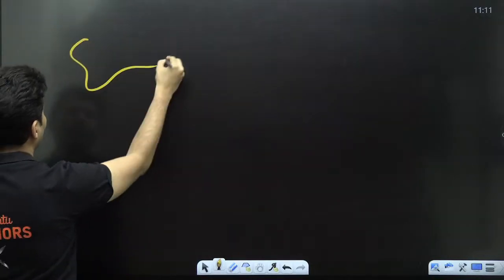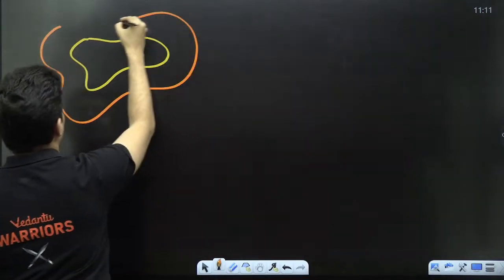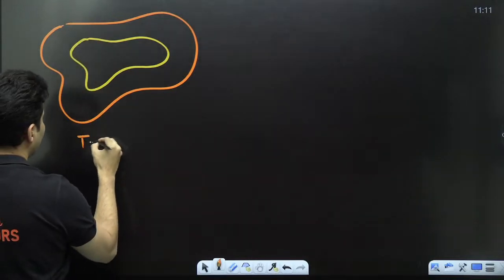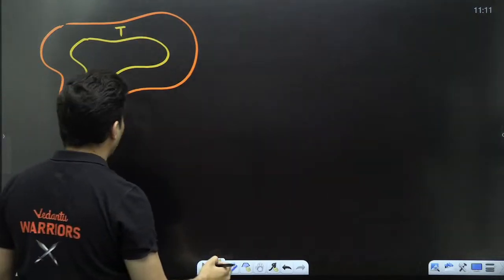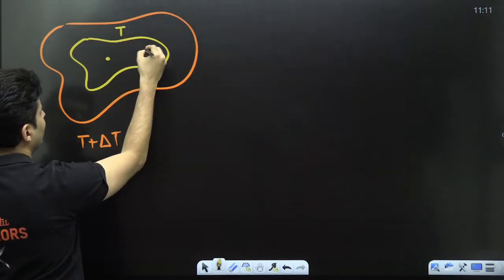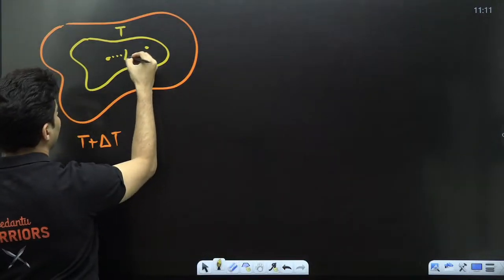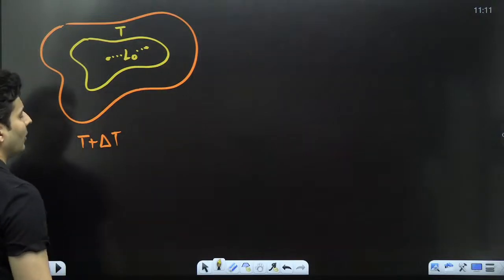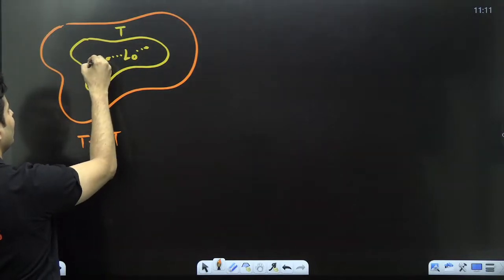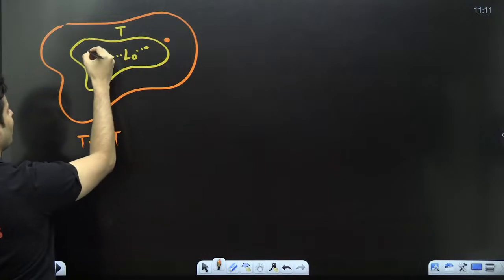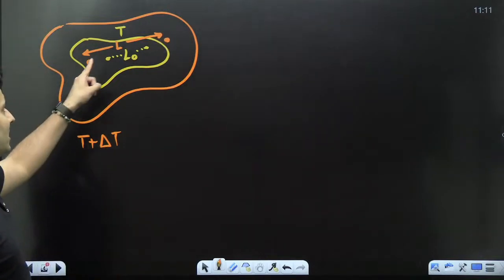Starting off with, if you take a random body and it is now expanded like this. This is at T plus delta T temperature. This is the body at T temperature. Maybe there was a point here and some point here, and the separation between them is L naught. Once you heat them, you will see these two points will go far away. And this will be the new separation, which is L.